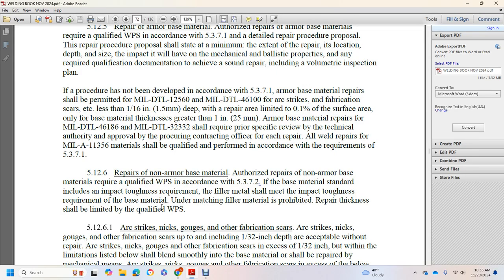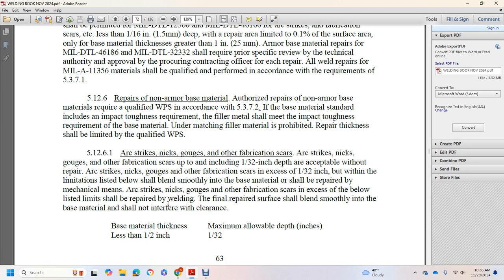Repairs of the non-armored base materials. Authorized repair of the non-armored base material shall be made with a qualified welding performance specification in accordance with 5372 and the base material standard, including the impact toughness requirement. Filler material shall meet the impact toughness requirement of the base material. Under-matching filler metal material is prohibited. Repair thickness shall be limited to the qualified welding performance specification.